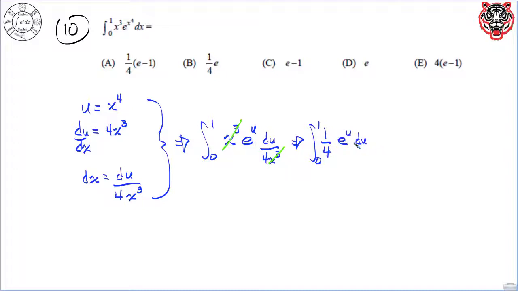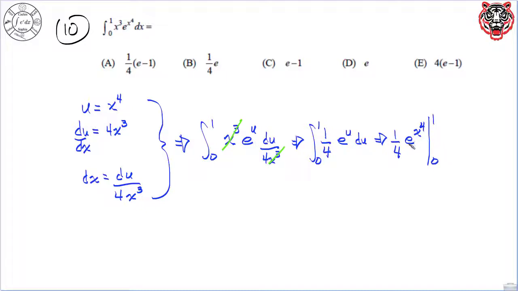Perfect. Now we can take the antiderivative. The antiderivative of e to the power of u is just e to the power of u. So this is going to turn into 1/4 e to the power of u. And I'm not going to write u here. I'm just going to write x to the power of 4 to skip a step. And then that's evaluated between 0 and 1.